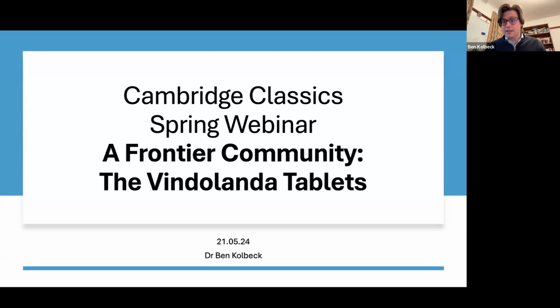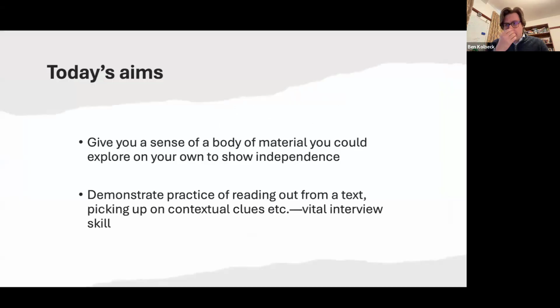Some of you might have been to Vindolanda, but I'll recap for those of you who haven't, and give a short introduction to this really unique corpus of material. My aims in doing that are twofold. Hopefully, both of those will be useful to you.